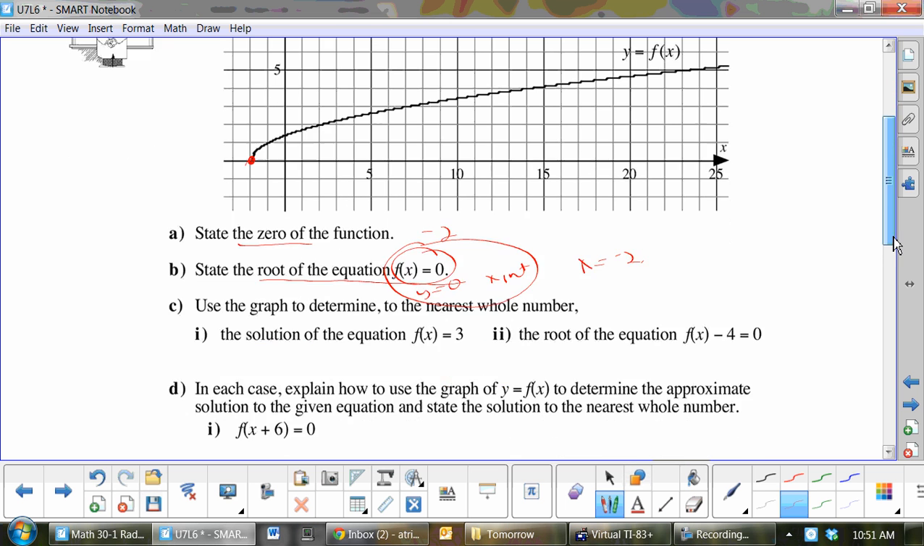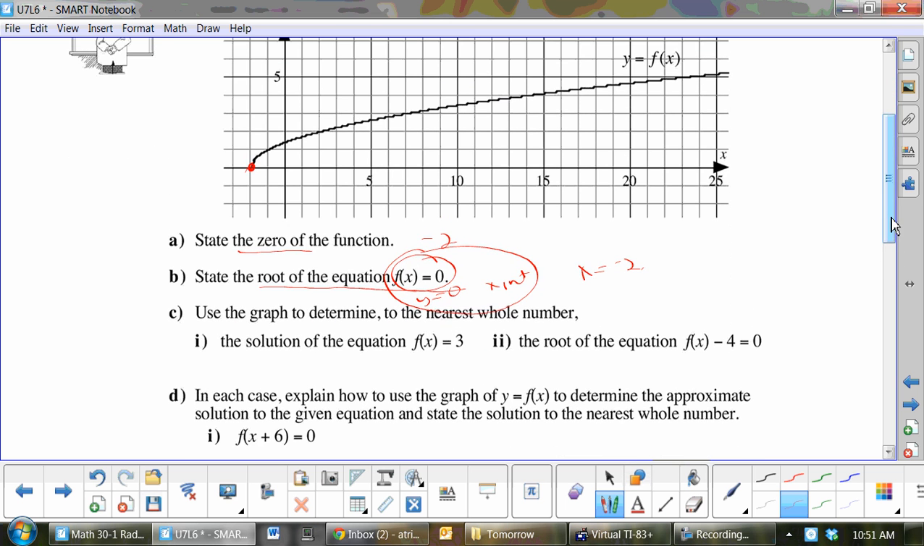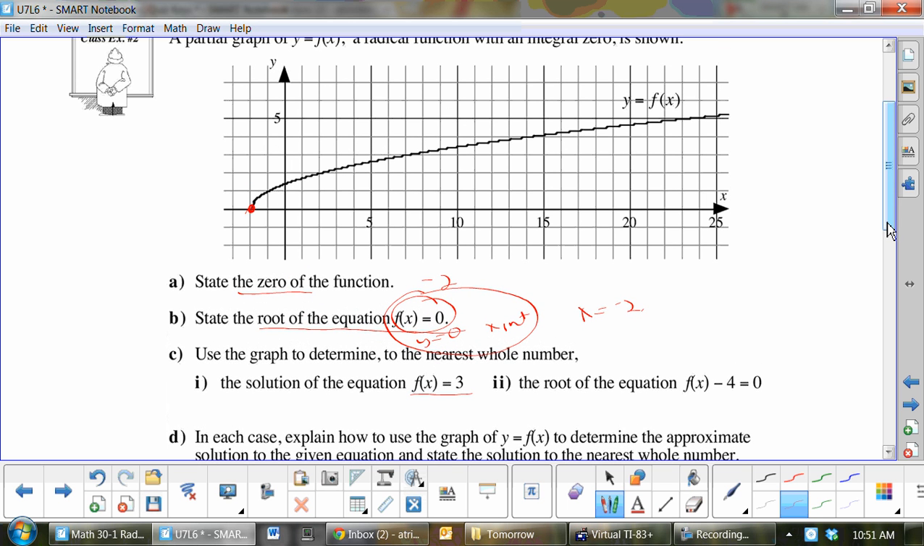Okay, let's just answer some questions. When does f of x equal 3? What's the solution of f of x equals 3? Good. F of 7 equals 3. Does that make sense? Because x is 7, right? So if we do this, oops, that's 8. If I do this, see, f of 7 equals 3. So x equals 7.